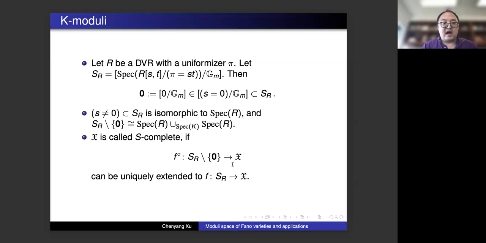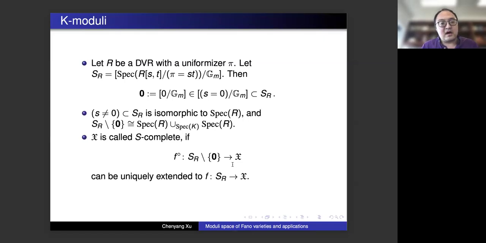And now if I take the quotient, you can easily say the quotient has four strata. So the deepest stratum is 0, so it's a gerbe, 0 mod G_m. Then there are two one-dimensional strata. One is S equal to 0 mod G_m, and another one is T equal to 0 mod G_m. So these are like two equivalent lines. And then there is a surface-like object, a two-dimensional object, S_R.